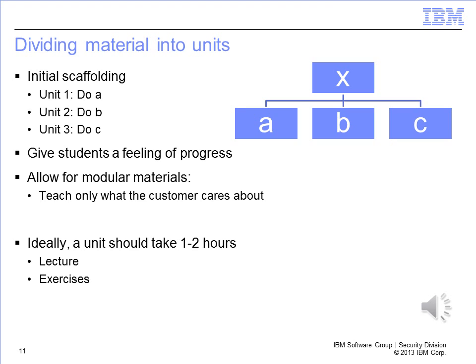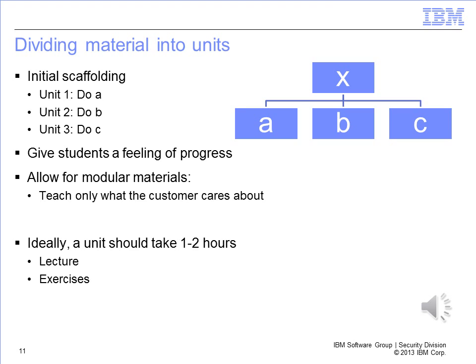Also, finishing a unit gives students a feeling of progress, and it allows us to make more modular material. For example, maybe there is somebody who already knows how to do A and C, so they know they only need Unit 2. Maybe while you're teaching Unit 1, they do something else, or maybe it's self-enablement material and they can just skip it and focus on what they care about. Remember, this isn't university where the instructor sets the curriculum. Our students are customers. We do what they want, not what we want.